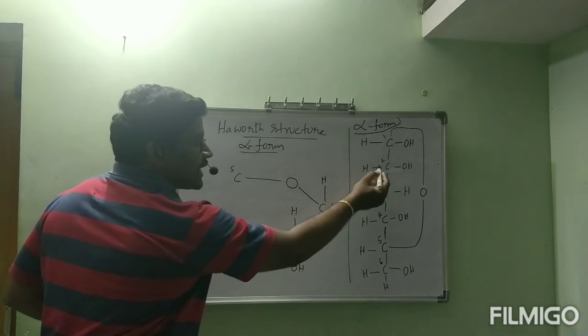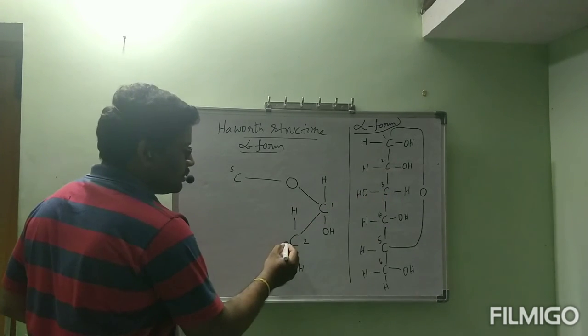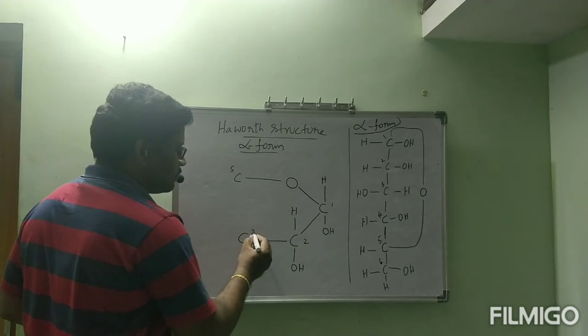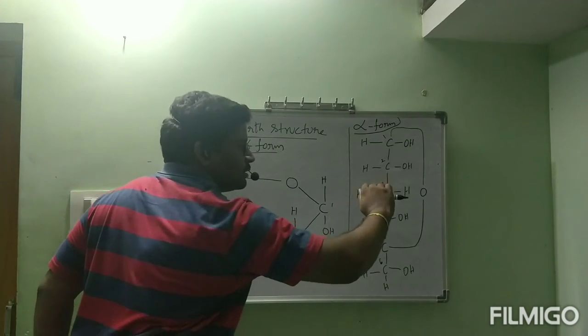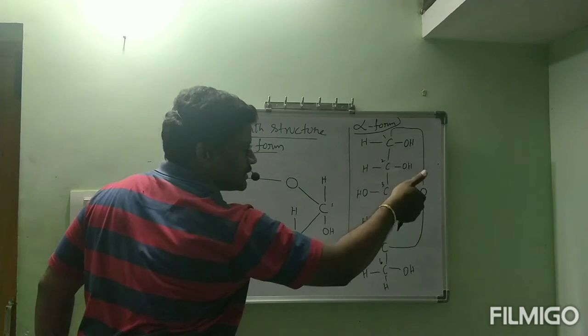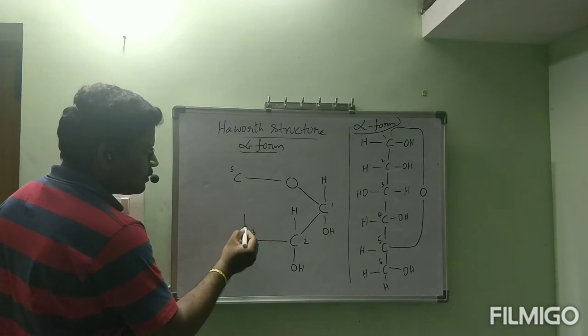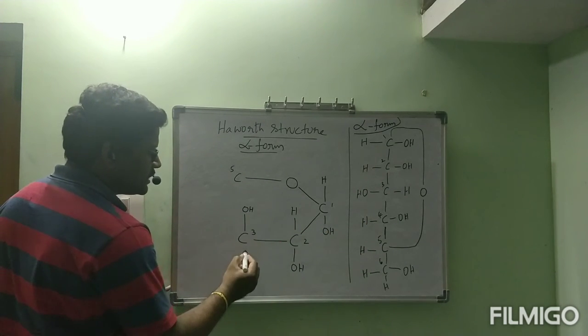Next. Second carbon is bonded to which carbon? Third carbon. Same as it is. Third carbon also rotate like this. OH is coming above. H is coming below.